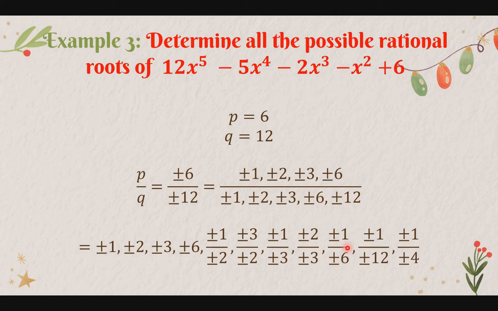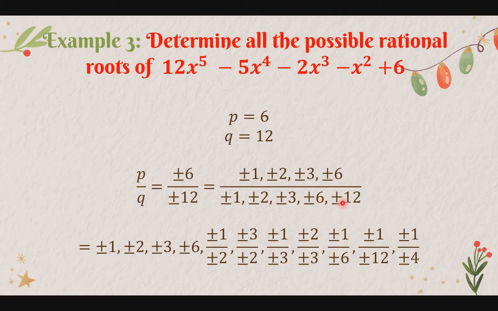1 over 6 is 1 over 6, positive negative 1 over positive negative 6. Next, 2 over 6, ang simplest form or lowest term ng 2 over 6 ay 1/3. May 1/3 na po tayo dito, so skip na natin yon. Next, 3 over 6, ang lowest term is 1/2. Kaya, di na natin sulat. Next is 6 over 6, lowest term is 1.